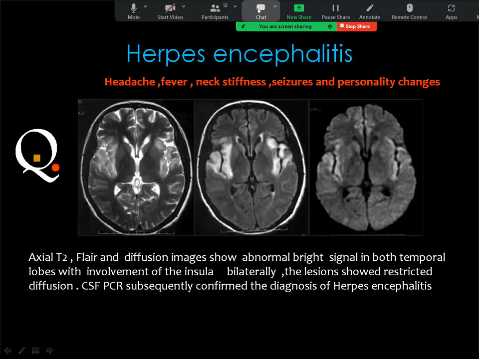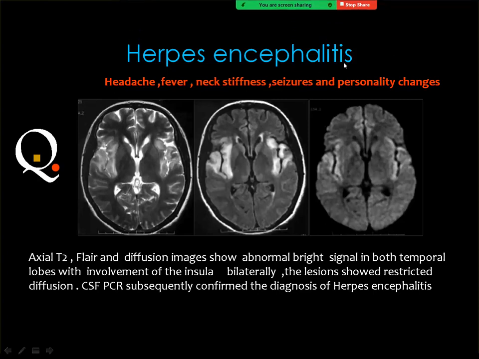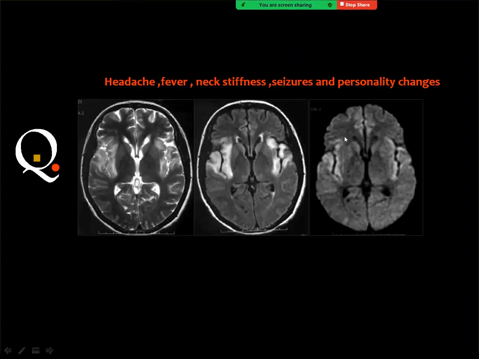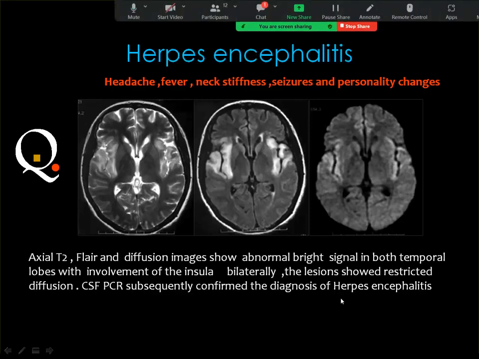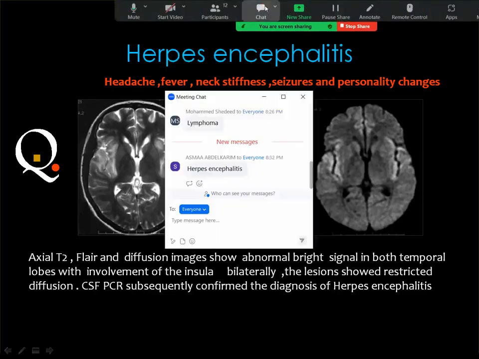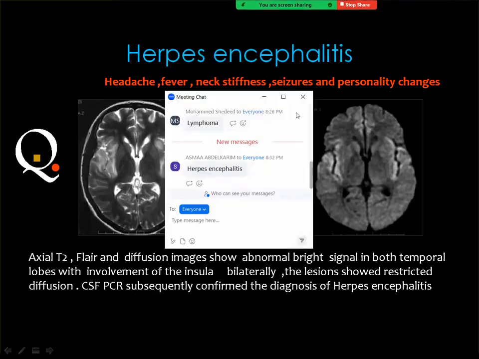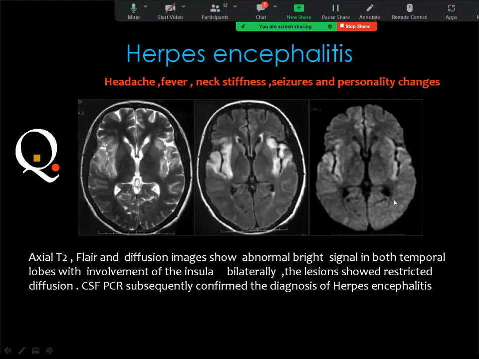Okay. Yes, and as you can see, this is a case of herpes encephalitis, and the answer is right, where you got bilateral, almost symmetrical lesions in the temporal lobes around the sylvian fissures, and these lesions are bright in the T2 and the FLAIR images with some diffusion restriction.